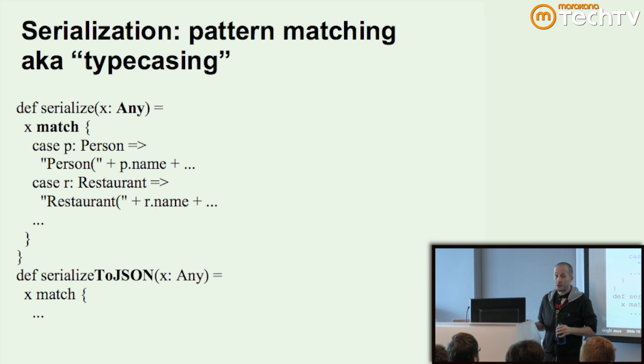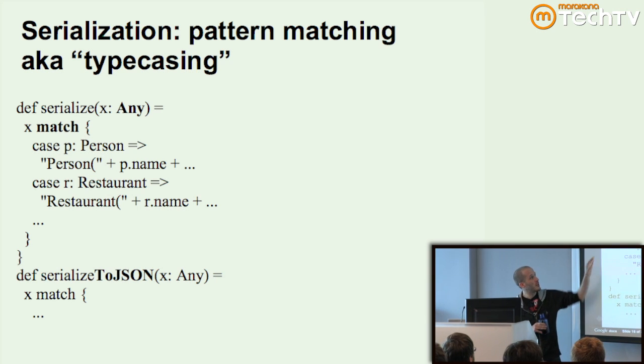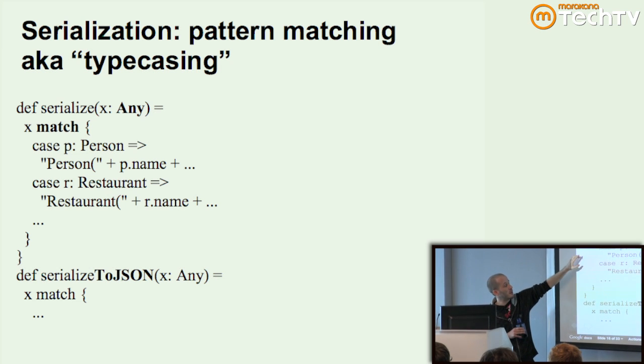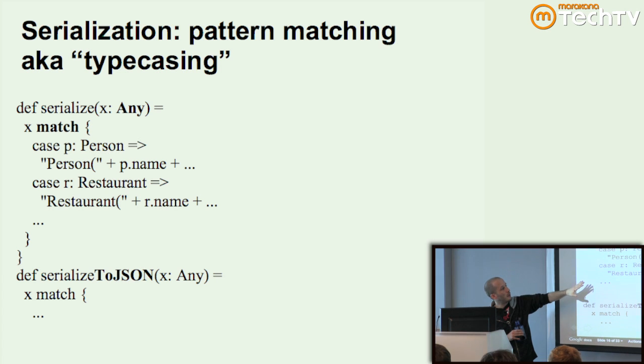Scala offers an alternative approach, which is to avoid inheritance and simply pattern match at runtime on the type. If I do it this way, I can leave the person and restaurant classes alone. They know nothing about how they're serialized. Instead, I have a serialize method that knows about each of the classes that I want to serialize and uses pattern matching to discriminate. And then if I want to do more than one kind of serialization, I can have more than one such method, each with its own match, with its own list of cases.